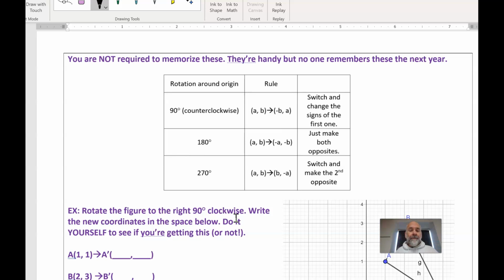One thing to watch out for, though, I left this off initially, and then I thought, ooh, I should put it. There's something I haven't mentioned yet. It's rotating around the origin. So remember, this only works if you're rotating around the origin. That's what we were doing up above, and I promise you that that's what needs to happen.